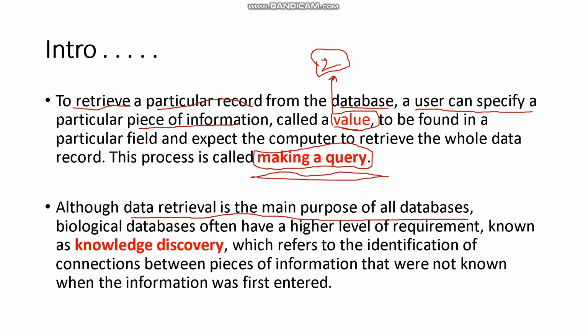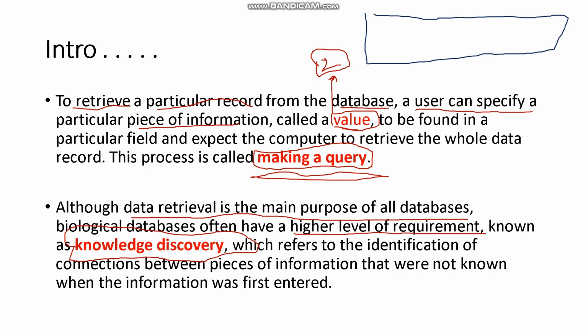The second function, because biological databases often have a higher level of requirement, is knowledge discovery. It means that we have the whole record, and we just store it in a certain way, but when we store it, we get new knowledge. The data have some similarity between them. For example, this one contains A, B, and C, and that one contains C, D, E.